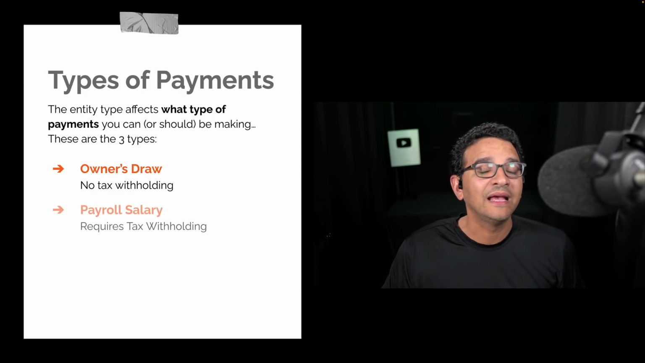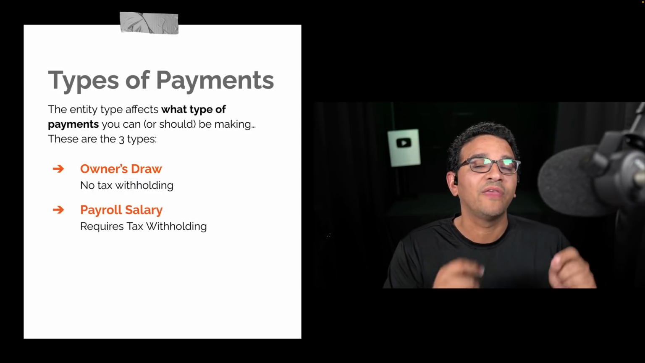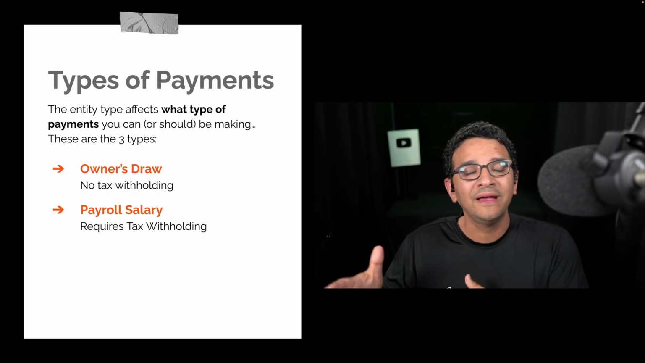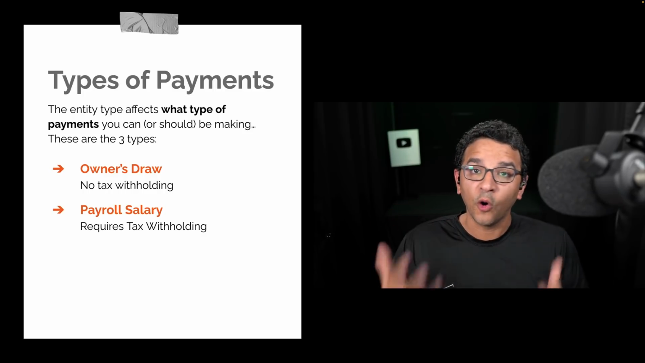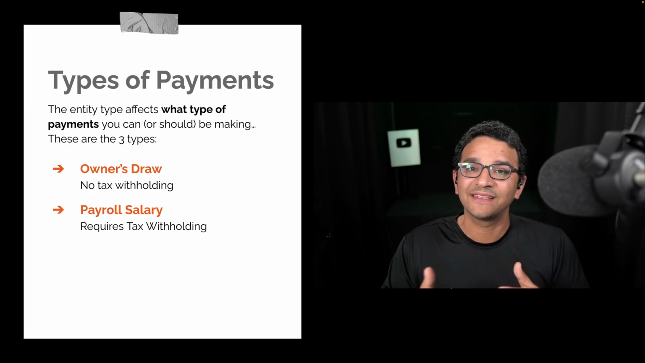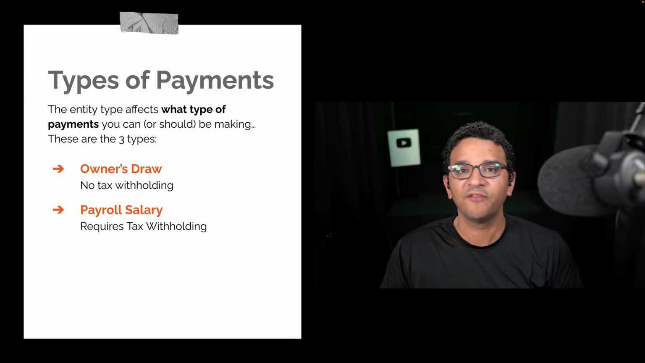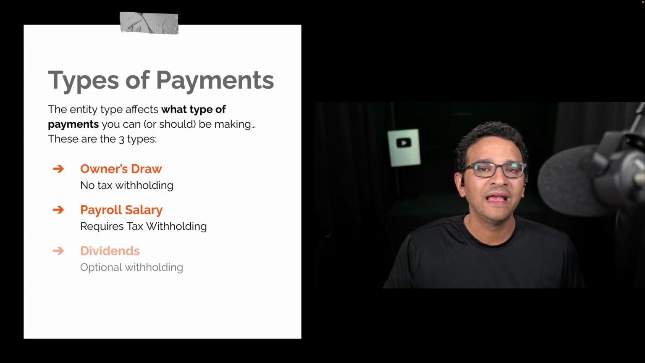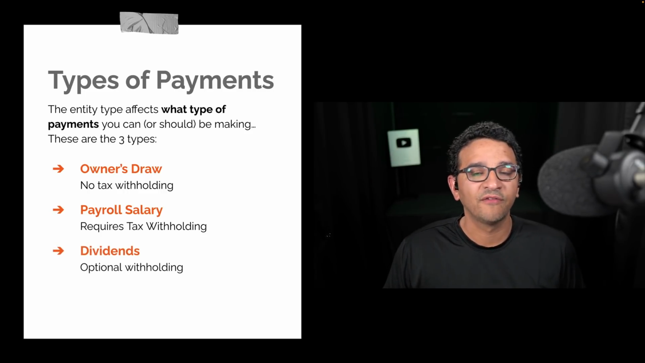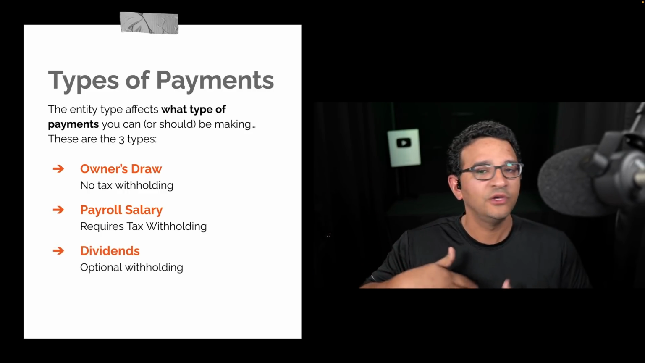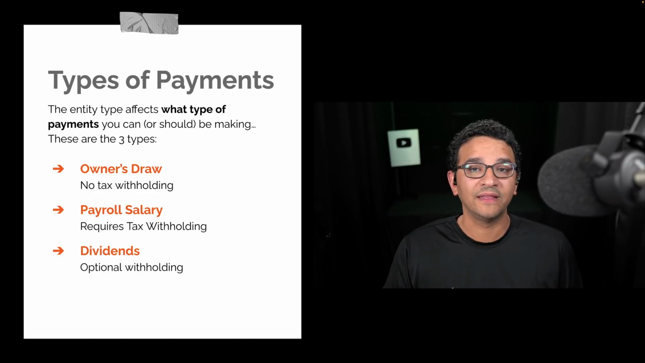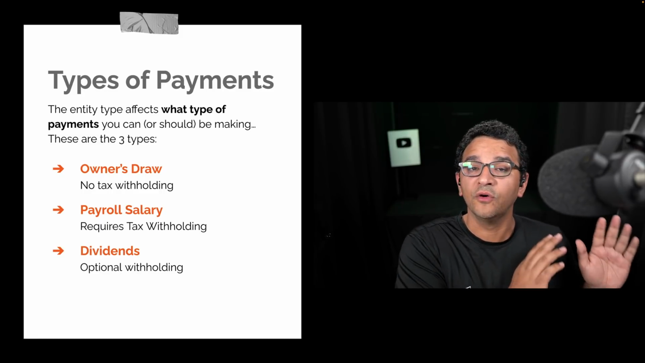The other way you can pay yourself is with payroll. Pay yourself through a salary. You will withhold taxes, and you will have an entire system in place to pay yourself, withhold taxes, send those taxes to the government, file forms, and so forth. And the third way you can pay yourself from your LLC is called a dividend, which has optional withholding. You actually don't need to withhold on a dividend, but you can if you want to.